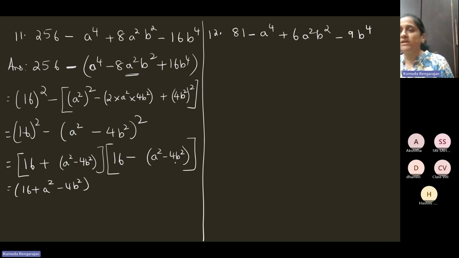This is a the whole square minus 2b the whole square, so you'll get a plus 2b, a minus 2b. But this one cannot be factorized, meaning the entire expression cannot be factorized. Write it as it is. Just open the bracket and leave it. Minus a squared plus 4b squared. This is enough.